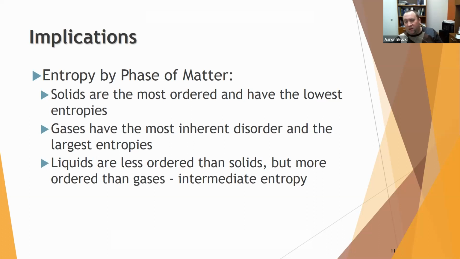Liquids fall in the middle. They have an intermediate entropy. They have a little bit more movement and degrees of freedom in that regard. So they do have greater rotational, translational, and vibrational modes than solids do, but they are confined to a general amount of space. And so they don't have a whole lot of entropy by contrast.